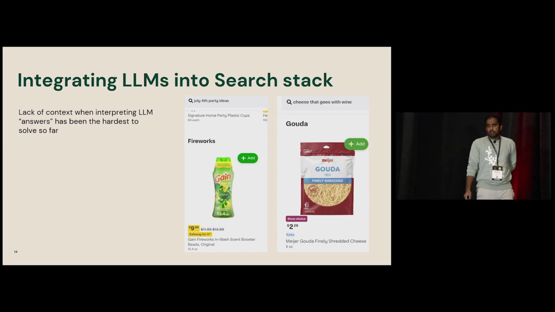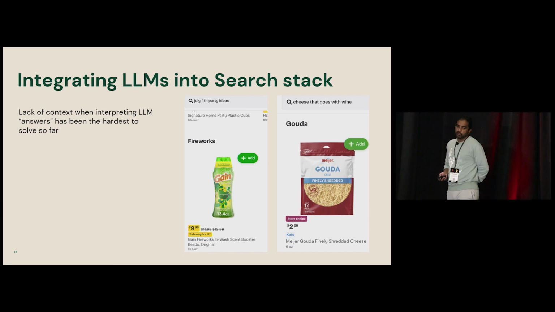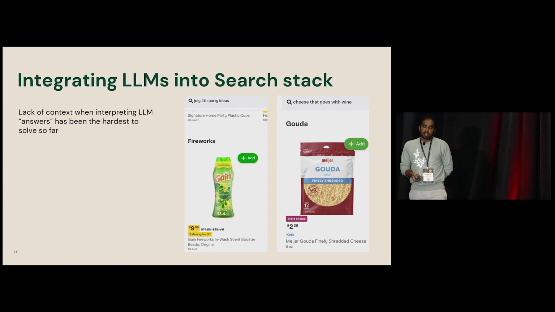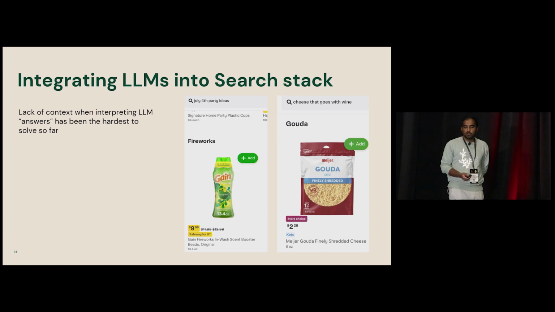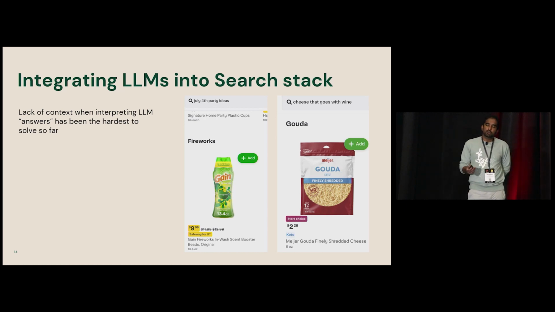And the other hardest problem to solve here is lack of context when interpreting LLM answers. For example, let's take this example of July 4th party ideas. When given to the LLM, it says, hey, fireworks is a great query expansion. Sounds good. Now, when we recall using the traditional methods, we get an irrelevant result. So what we need to do is still embed with traditional QU context and say, hey, probably this is what is relevant. But this might not always work for all the cases.